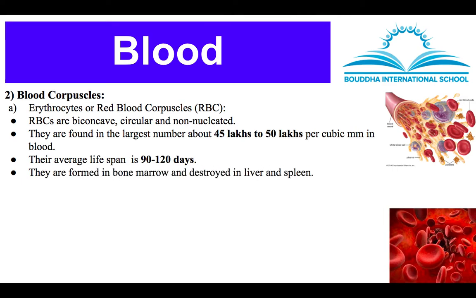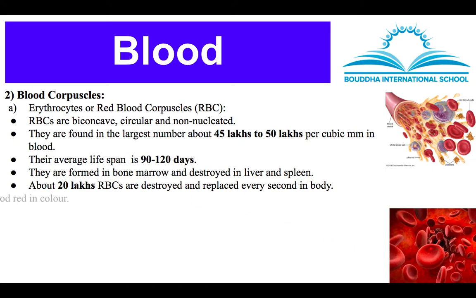And it is formed in red bone marrow that is present inside the bone. There are two types of bone marrow, red bone marrow and yellow bone marrow. Red bone marrow forms the blood cells, and they are destroyed in the liver and spleen. Every second in the body, around 20 lakhs RBCs are destroyed and replaced by new RBC.